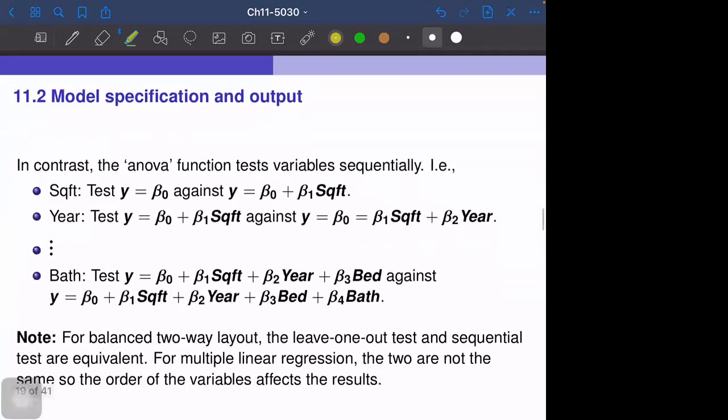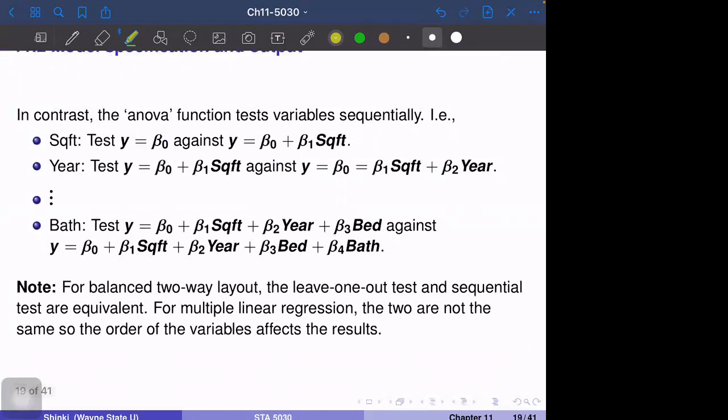R also has the Anova function. You can put just Anova, then the name of the lm model, the linear model. Then we can do a similar test, but this is sequential. R is just developed in that way. Sometimes we want to see the sequential result, sometimes the leave-one-out result.